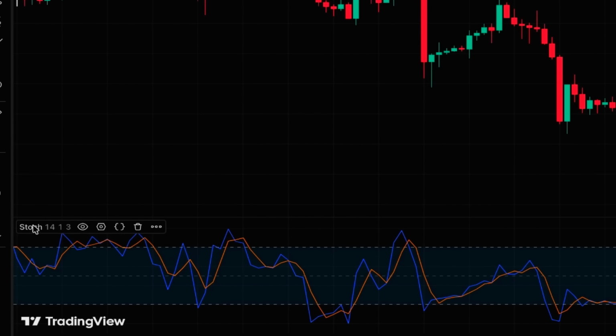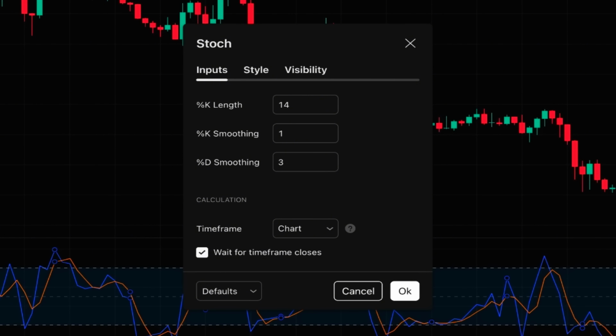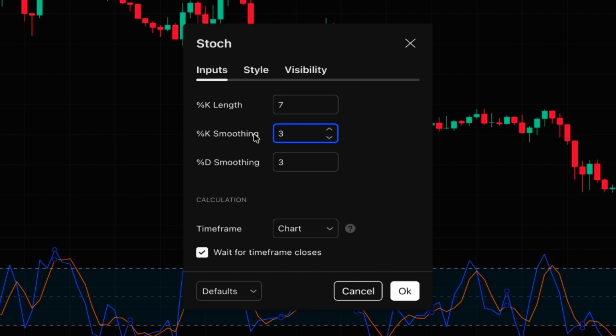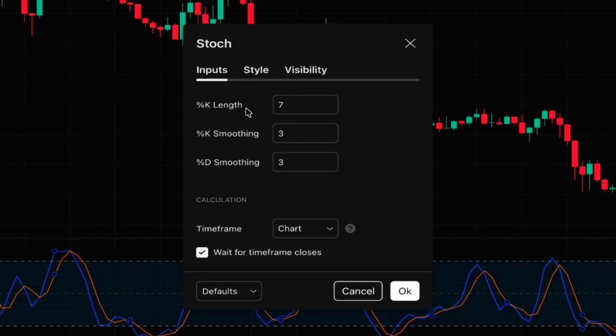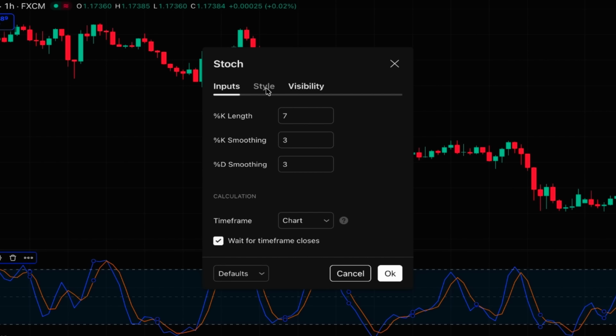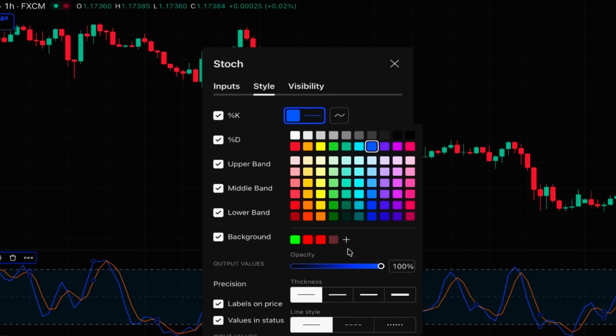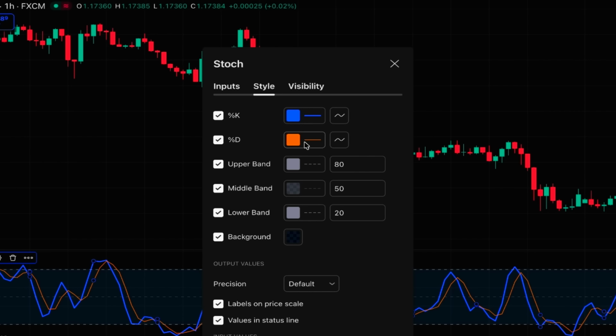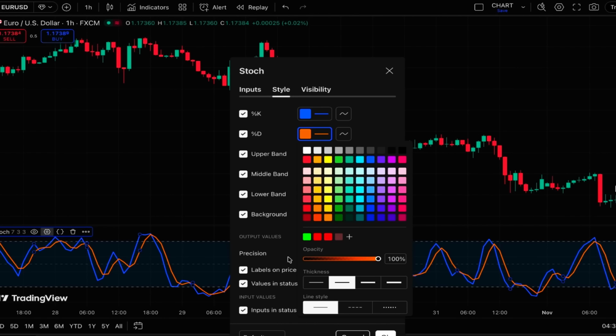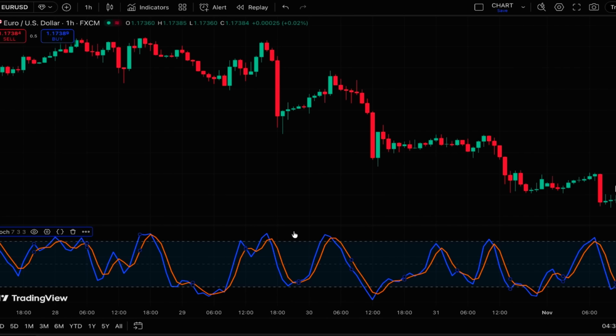So here we go to the settings of the stochastic oscillator, and for the K% length we set it at 7, and for K% smoothing we set it at 3. So here we have 7 for the K% length, 3 for K% smoothing, and 3 for D% smoothing. And then we go to the style tab and we increase the thickness of the lines so they will be better visible on our price chart. Alright, we're done with the settings of the stochastic oscillator, and now we need to add the exponential moving averages.